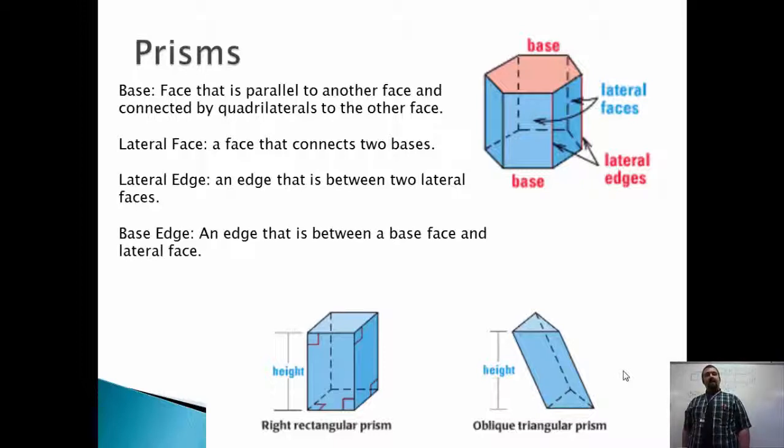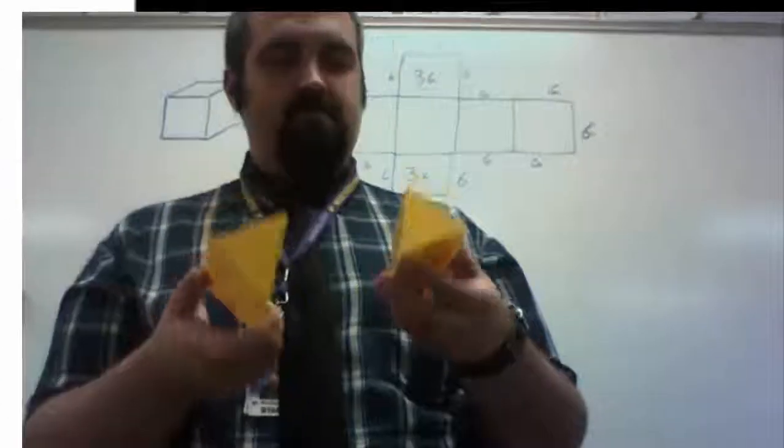The lateral faces are the sides, the faces that are not the base. In this case, these two are the bases, so these sides are the lateral faces, basically the quadrilaterals of a prism. The lateral edge is any edge that connects two lateral faces. And a base edge is an edge that is between a base and a lateral face. That's really the new terminology. There's one last one that we have to go over. These two are both triangular prisms. They both have a triangle as a base. However, there is a difference between the two.